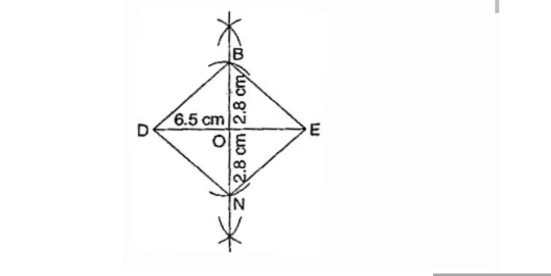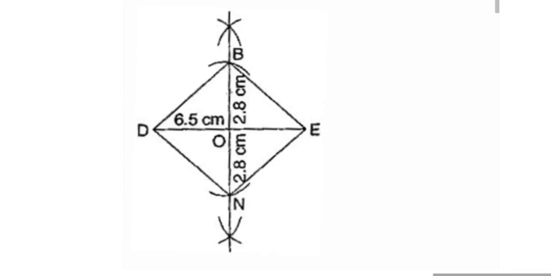First draw DE equal to 6.5 centimeter. Okay, and now draw the perpendicular bisector of line segment DE. Now draw two arcs of radius 2.8 centimeter from intersection point O, which intersect the line KN at B and N. Now join BE, BD as well as ND and NE. So it is the required rhombus BEND.